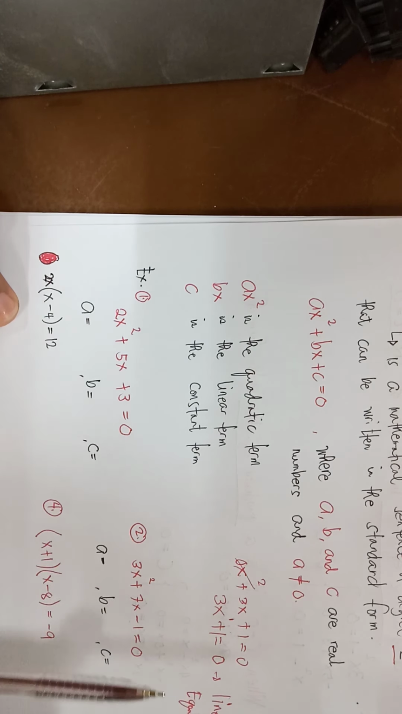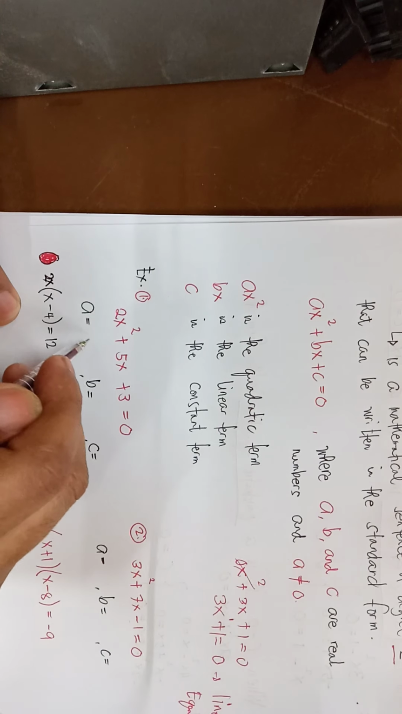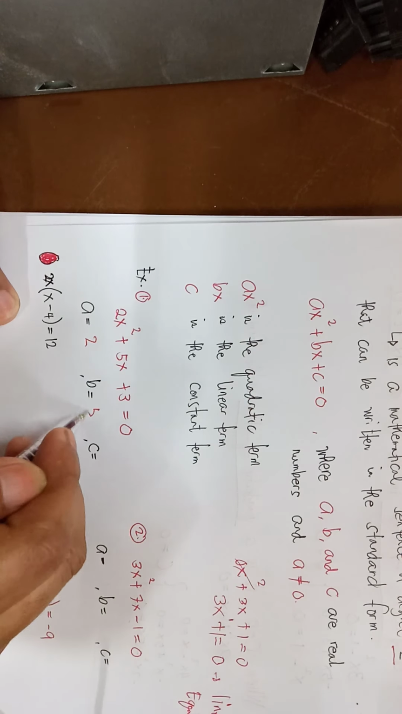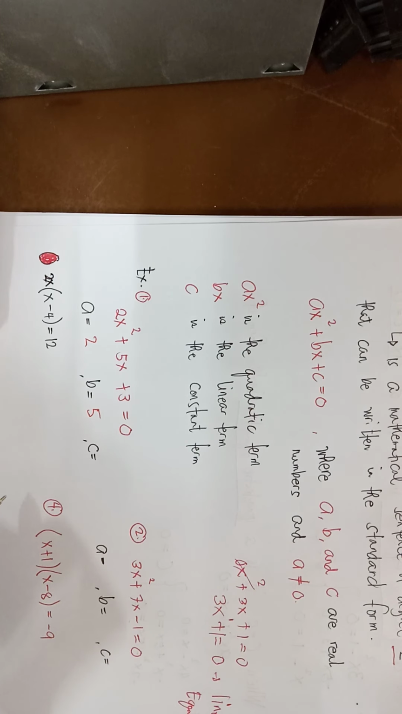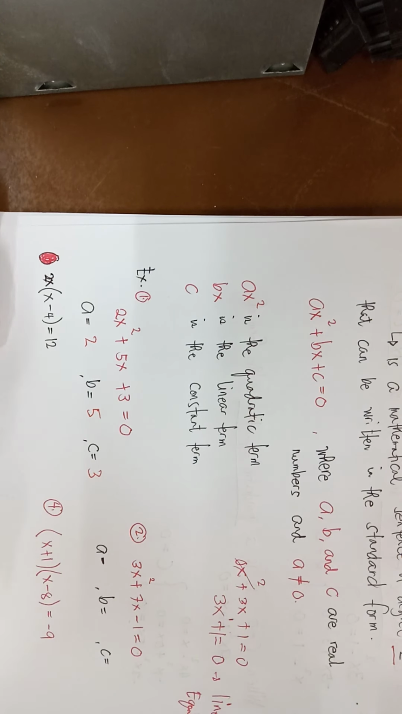So what we are going to do is to determine the values of a, b, and c. Our a here is equal to 2. Our b is equal to 5. And our c is equal to 3. Those are the values of a, b, and c in the quadratic equation 2x squared plus 5x plus 3 is equal to 0.